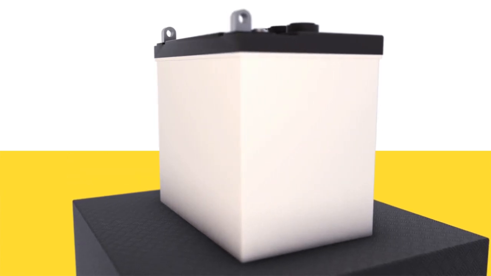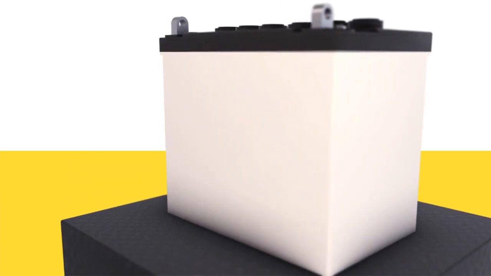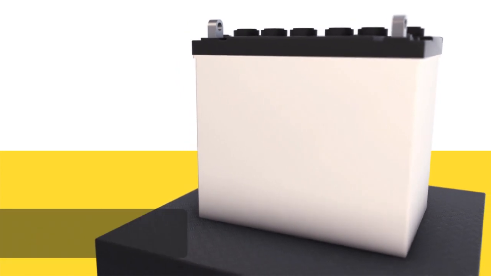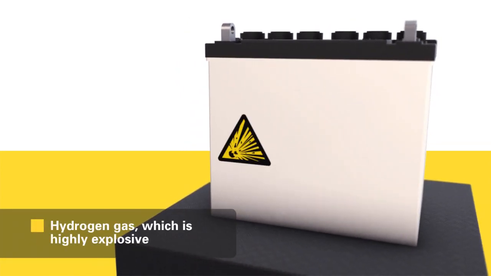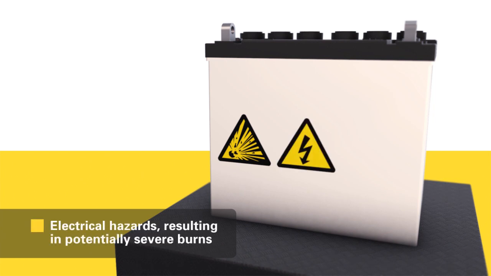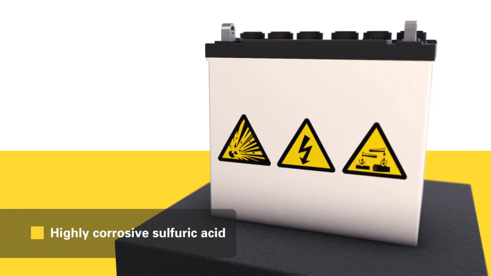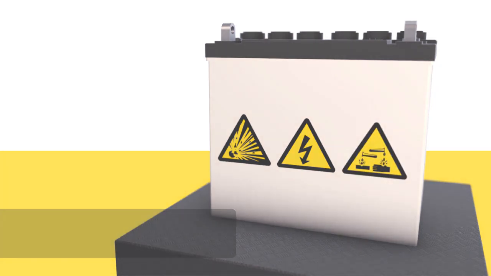Industrial batteries can also be incredibly hazardous. Industrial battery hazards you should be aware of include hydrogen gas, which is highly explosive, electrical hazards, resulting in potentially severe burns, and highly corrosive sulfuric acid.